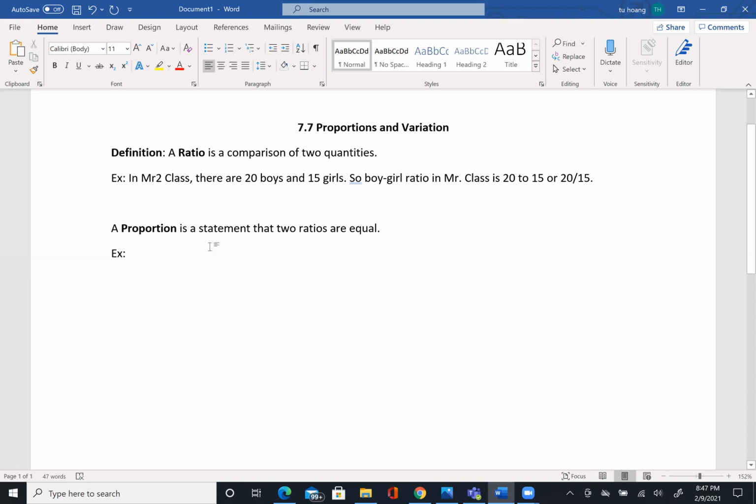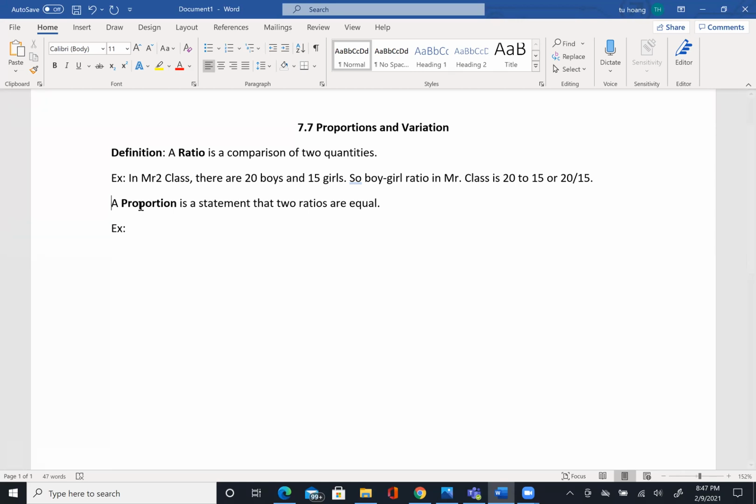Okay, so what about a proportion? A proportion is a statement that two ratios are equal. So what does that mean? Let's have an example.